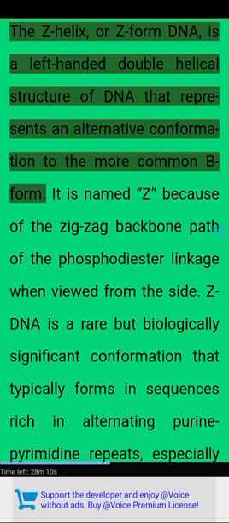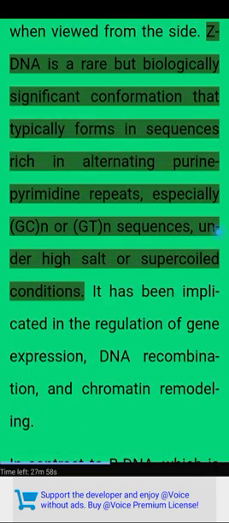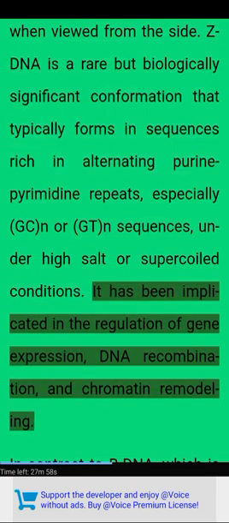The Z helix, or Z form DNA, is a left-handed double helical structure of DNA that represents an alternative conformation to the more common B form. It is named Z because of the zigzag backbone path of the phosphodiester linkage when viewed from the side. Z-DNA is a rare but biologically significant conformation that typically forms in sequences rich in alternating purine-pyrimidine repeats, especially GCN or GTN sequences, under high salt or supercoiled conditions. It has been implicated in the regulation of gene expression, DNA recombination, and chromatin remodeling.